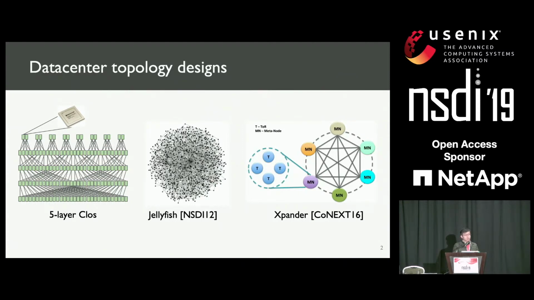Recently, there is another family of topologies called expanders that attract people's attention. For instance, an expander graph can use a much smaller number of switches to achieve the same performance compared to Clos. Jellyfish is one instance of expanders, which is a random graph with bounded node degree. Another instance of expanders is called Xpander, and the whole topology is a clique of meta nodes. And a meta node is a cluster of switches without links between each other.